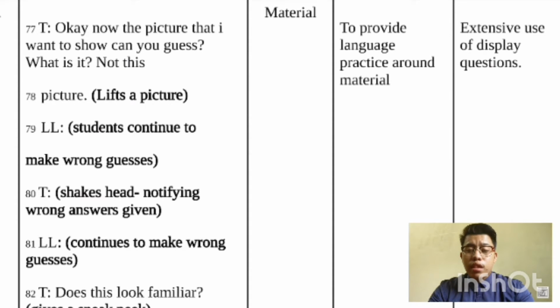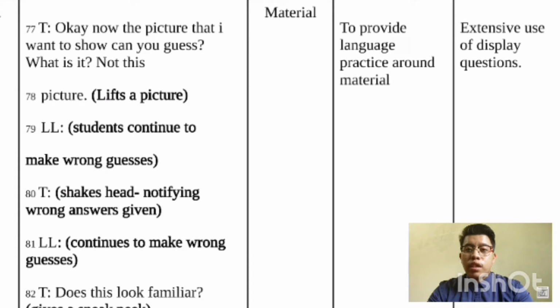As you can see in the first part, the teacher starts by saying, okay, now the picture that I want to show you, can you guess? What is it? Not this picture. And then he leaves a picture. The students continue to make wrong guesses. And then the teacher shakes his head, notifying that a wrong answer was given. The students continued to make wrong guesses.